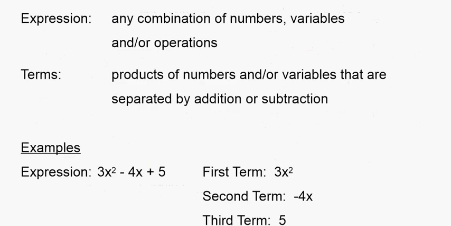All right. So an expression is going to be any combination of numbers, variables, and operations. So that's why it's important to know the order of operations if you have to simplify an expression. A term, when we talk about terms, are products of numbers and or variables. So product means multiplication.